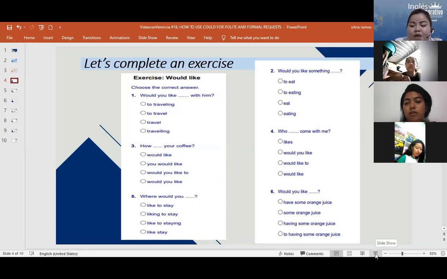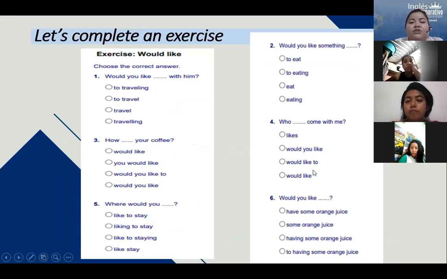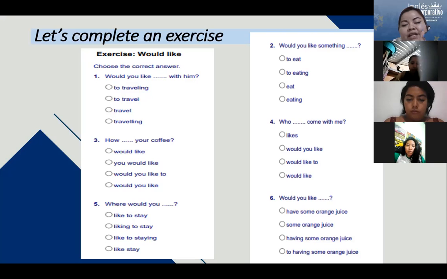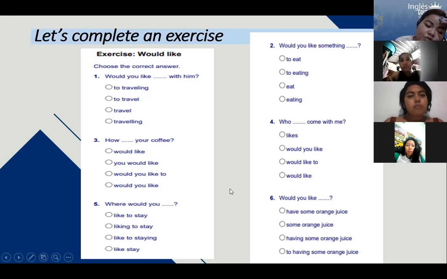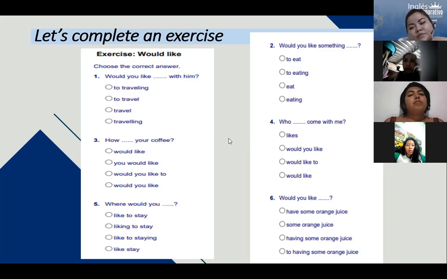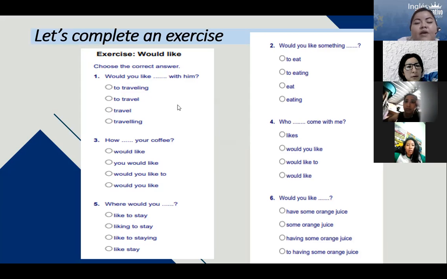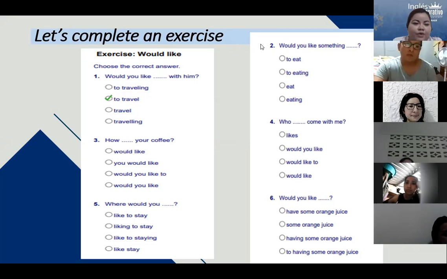Yes. Okay, perfect. So we have there our exercise here. We have 6 simple questions and we have different options for would like, right? For example, the first one says, would you like to traveling, to travel, traveling, or travel? What is the answer? For number one, what would you think is the answer, Karen? We have 4 different options. To travel. Would you like to travel with him? Very good. That would be the answer, right? Now you're gonna think about the answers for the other questions. Okay, let's start.